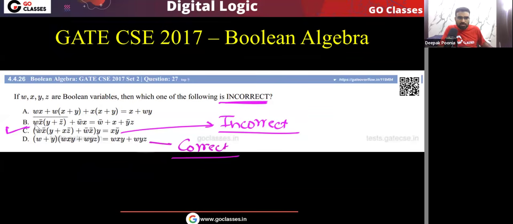So remember, this is also actually correct. So the only answer is option C. So remember, for this question, the answer will be option C. So that's it. Very easily you can solve this GATE 2017 question.